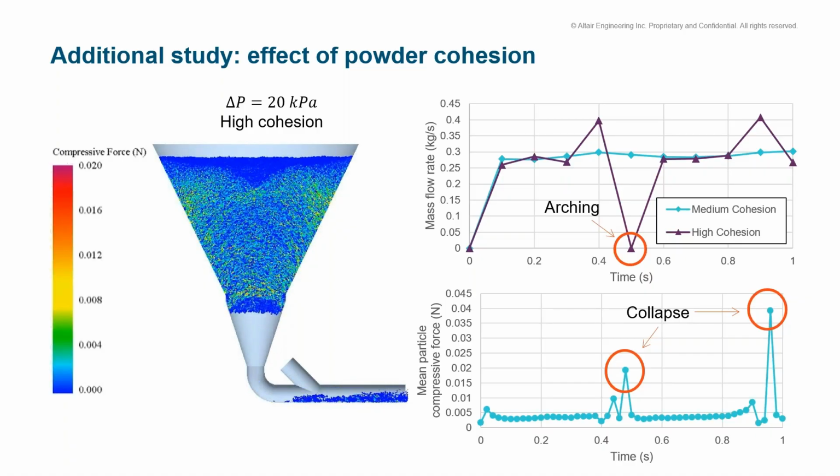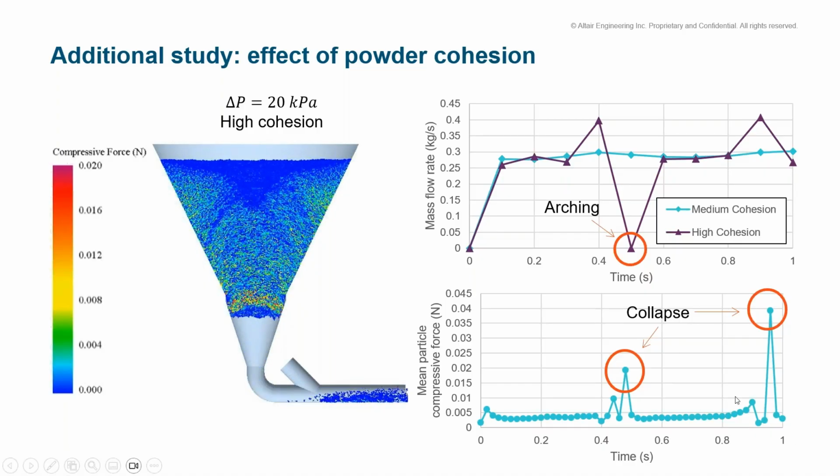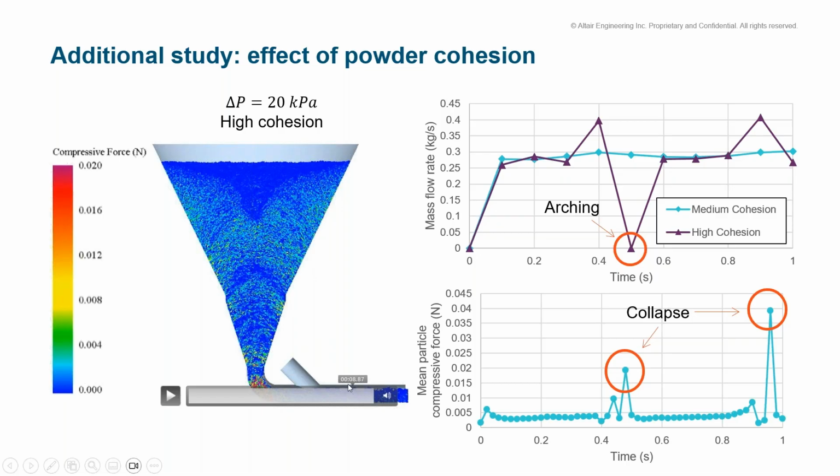We can see that the stresses at the pipe bend are higher, so that leads to high consolidation, and it can result in agglomeration and clogging of the pneumatic system. So for such high pressure drops and a highly cohesive material, we see highly discontinuous flow behavior.